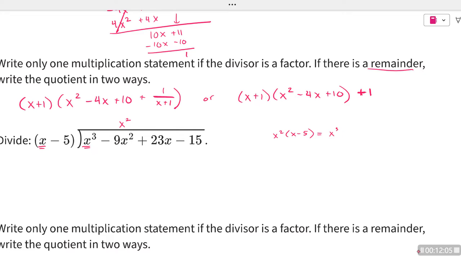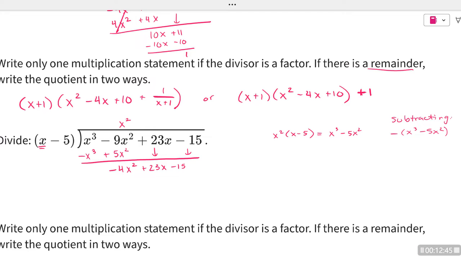So this gives us x cubed minus 5x squared. And remember, we always want to be subtracting these terms. So I'm going to switch all the signs. I'm going to do minus x cubed, but that negative 5x squared is going to become plus 5x squared. So negative 9x plus 5x gives us minus 4x squared. Pull down my 23x. Pull down my negative 15.